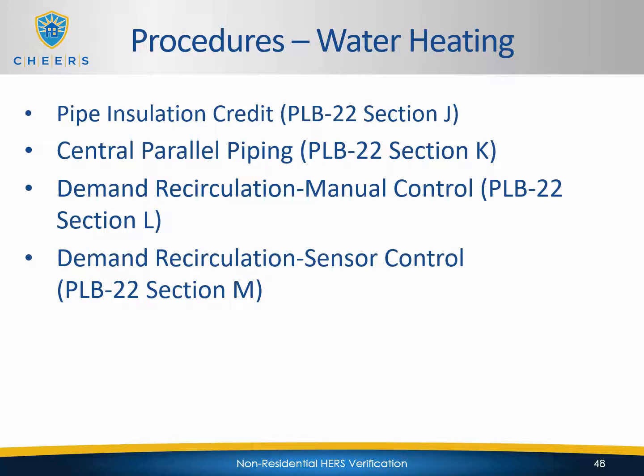Pipe insulation credit is the PLB 22 section J. Central parallel piping is a PLB 22 section K. Demand recirculation with a manual control is the PLB 22 section L. And last is the demand recirc sensor control on the PLB 22 section M.